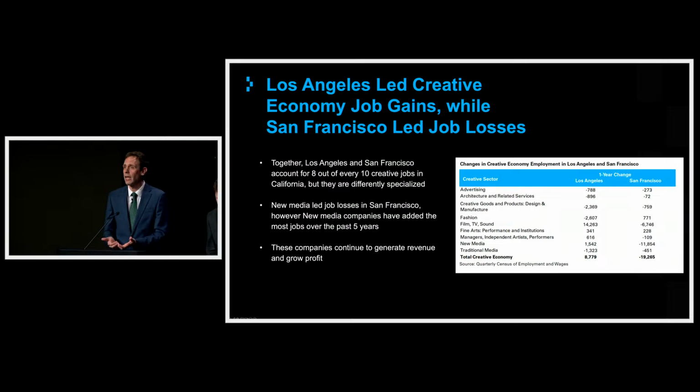The new media sector has been the fastest growing creative economy sector in California over the past 5 years. And if you look at the major companies within the space, these are companies which are continuing to grow revenue, continuing to grow profits, and we think that overall the new media sector is going to be a net positive, of course, for the creative economy in California. And we're not just saying that because we're at Snap today.